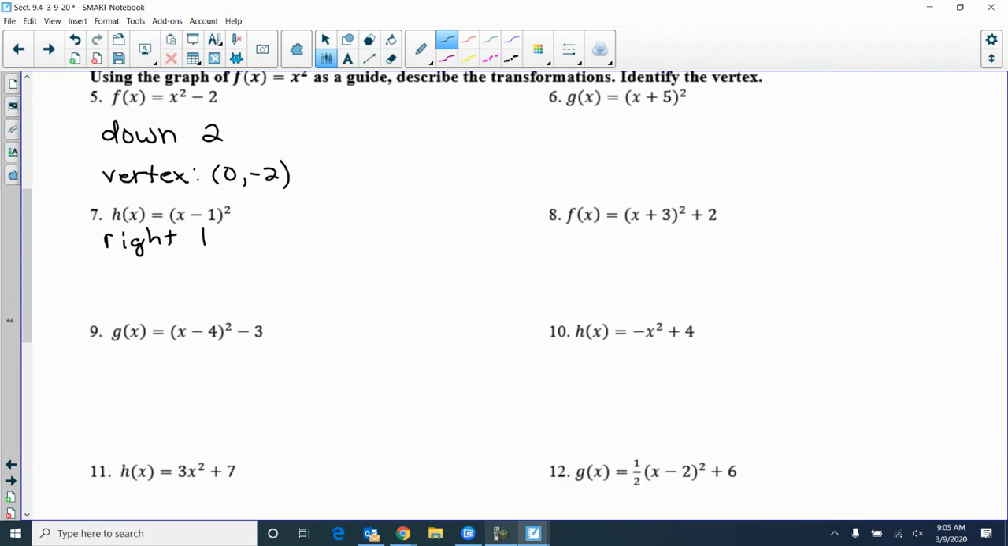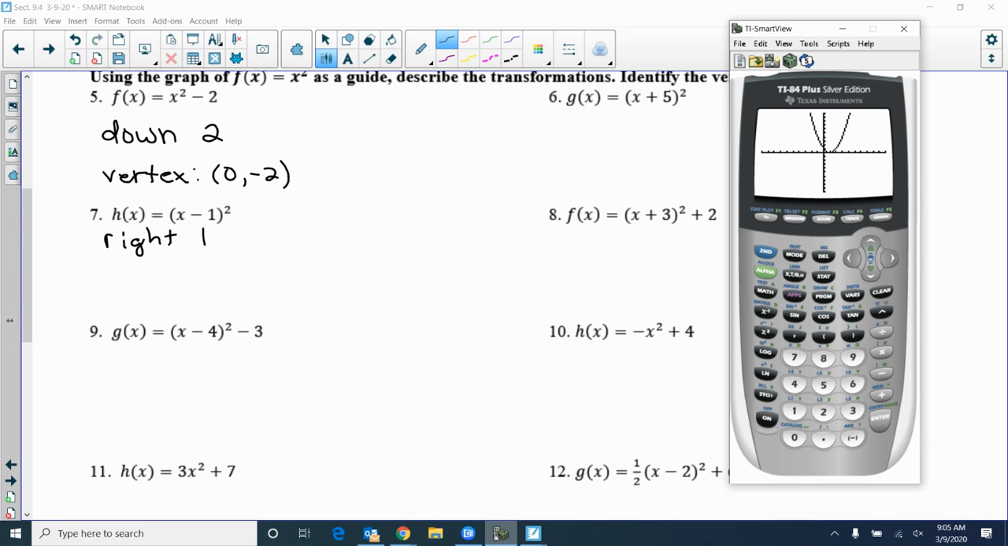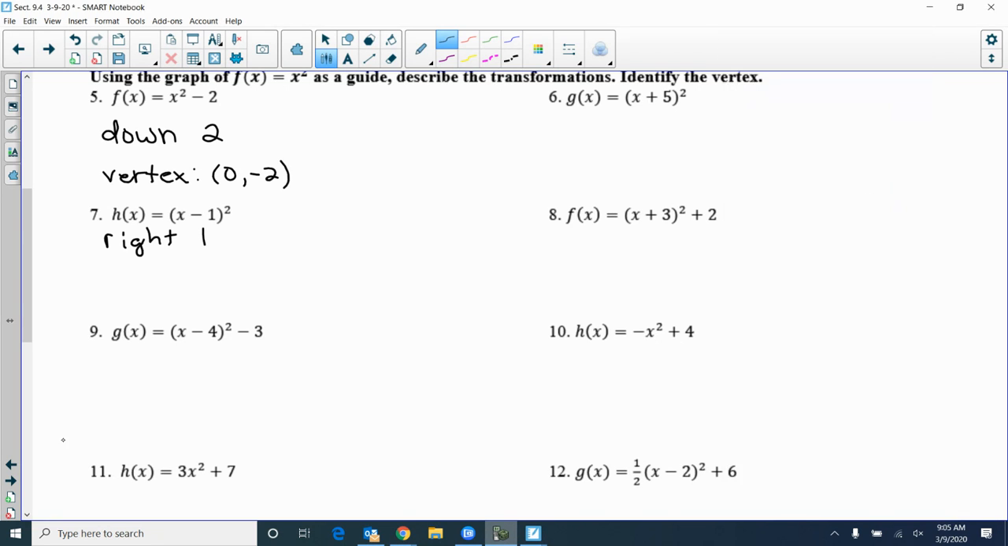All right, what's the vertex then, Cindy? (0, 1). Not (0, 1). Be careful. (1, 0). (1, 0). Vertex.